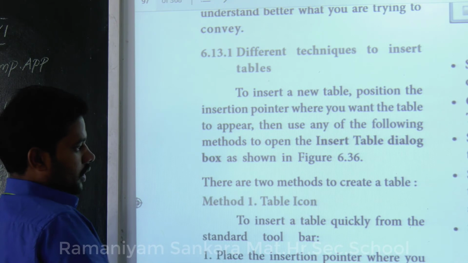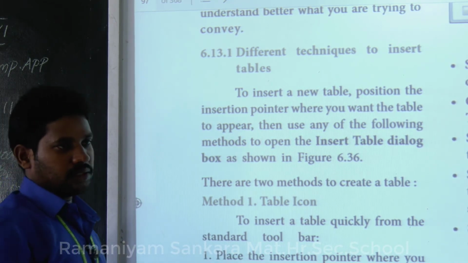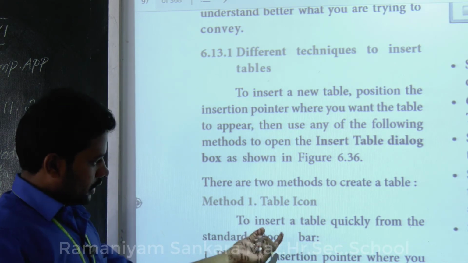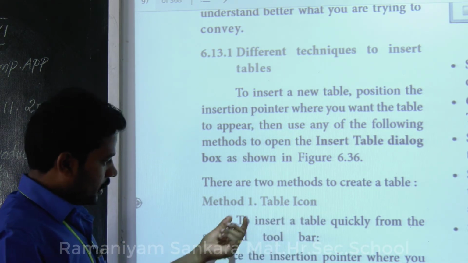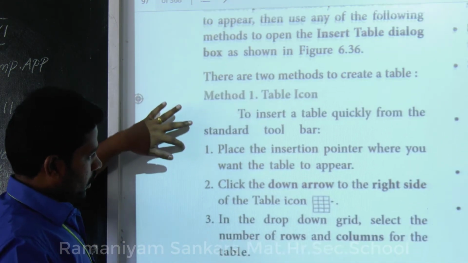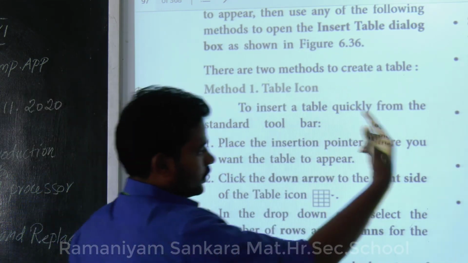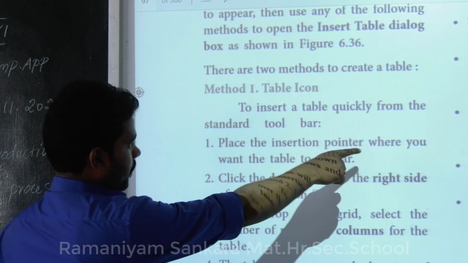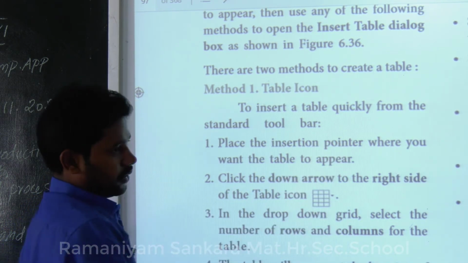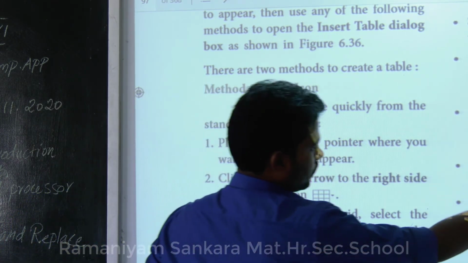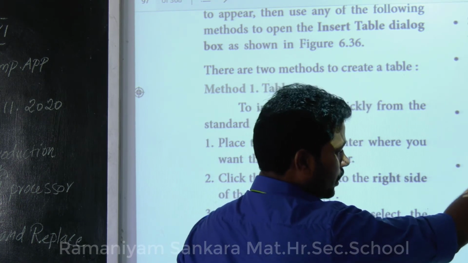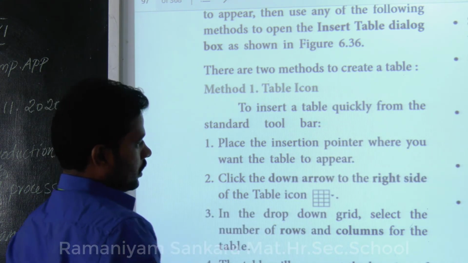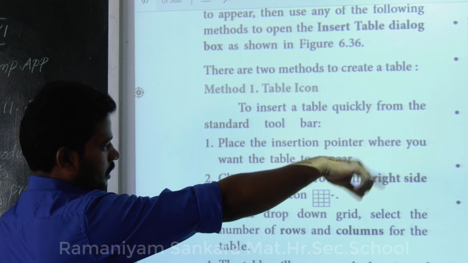There are two methods to create a table. How many methods are there? Two methods. The first method is to insert a table quickly from the standard toolbar. The first step: place the insertion pointer where you want the table to appear. So I want the table to appear on this right hand side, so I am placing the mouse pointer here, dragging and clicking there. So the cursor will be blinking on that right hand side.